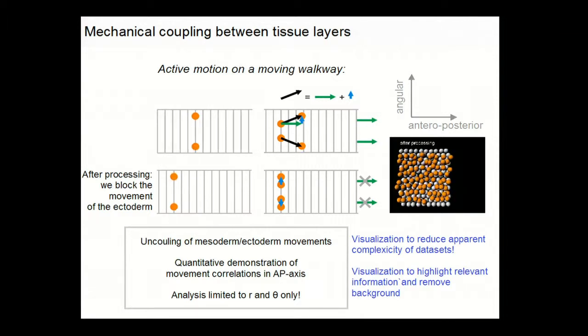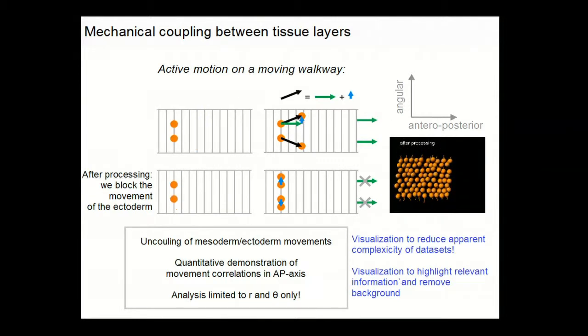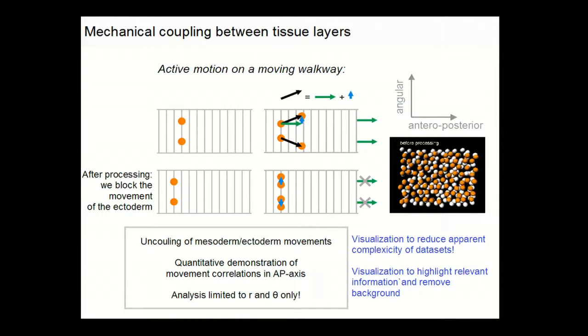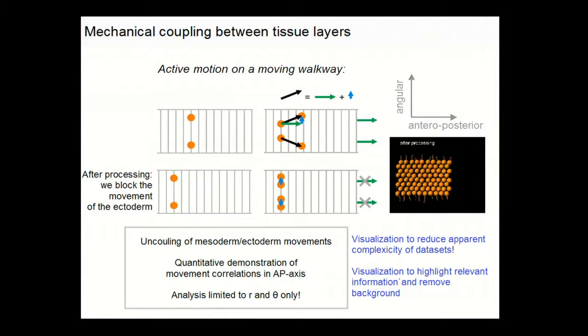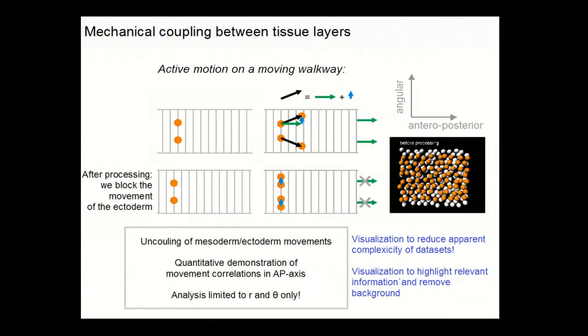So in practice, it means that we could process the data to stop the movement of the ectoderm, just to look at the residual movement of the mesoderm cells. And also, if there is no more active movement of the mesoderm cells in this direction, we can basically forget one dimension. We can forget this anterior-posterior movement. So in practice, we can limit our analysis to only 2 dimensions instead of 3, only the radial and the angular direction.